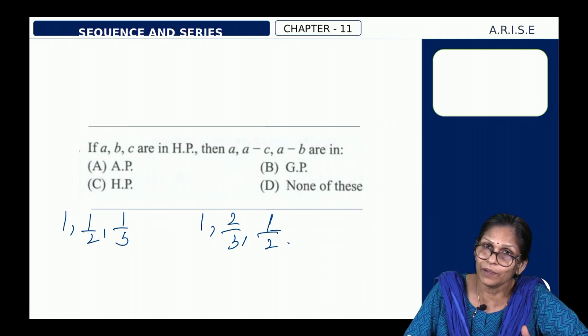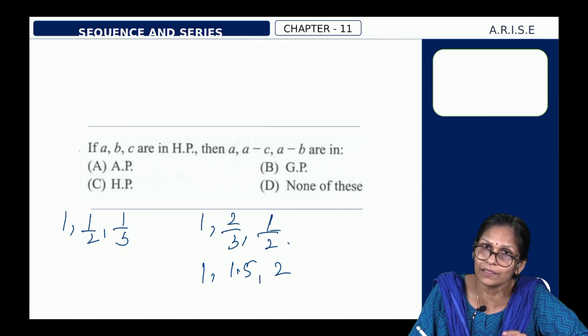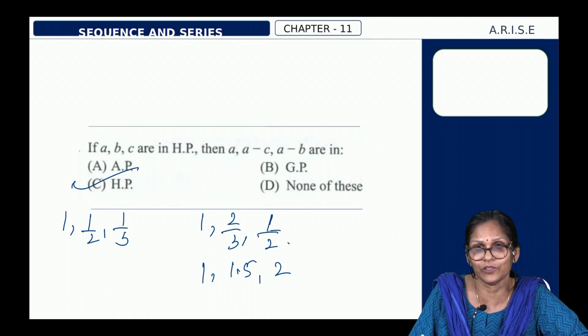Are they in HP? Are they reciprocals? What are their reciprocals? 1, 3 by 2, that is 1.5, and 2. Aren't they in AP? Their reciprocals are in AP means the numbers themselves are in HP. Option C is your answer.